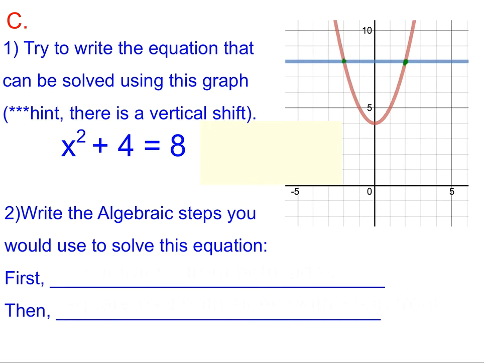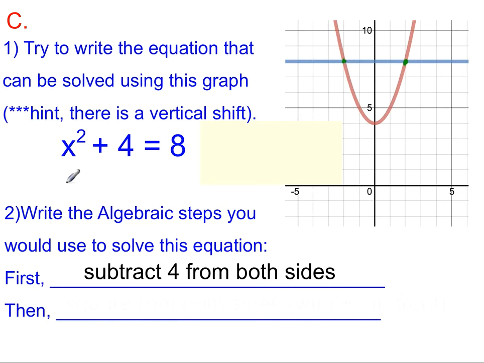But how do we solve this algebraically? Well, I've got to isolate x, so we need to get rid of this 4 as well as the squared. So the first step would be to subtract 4 on both sides. So what do we have? We have x squared. If we subtract 4 from both sides, we would have x squared equals 4.